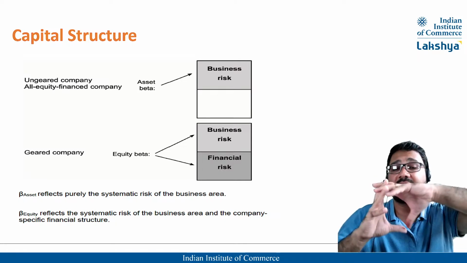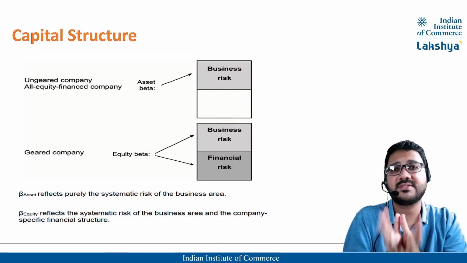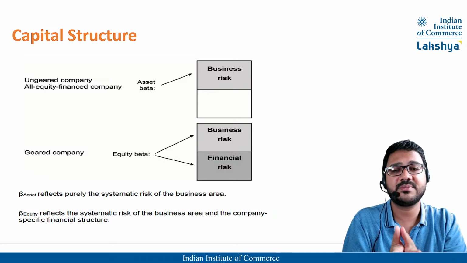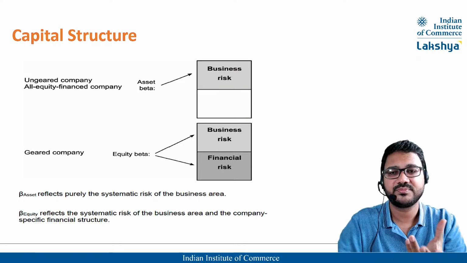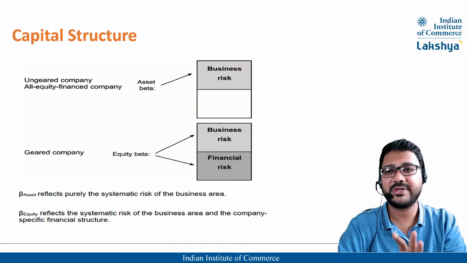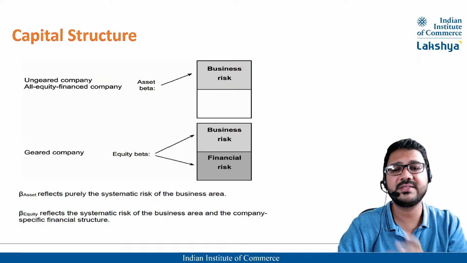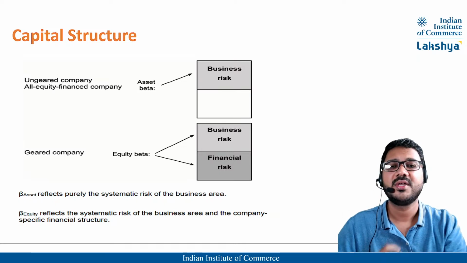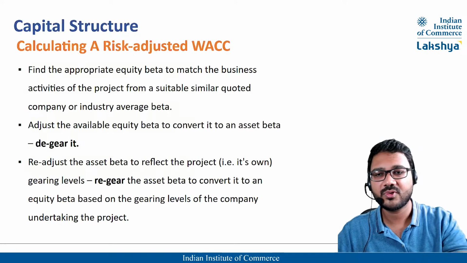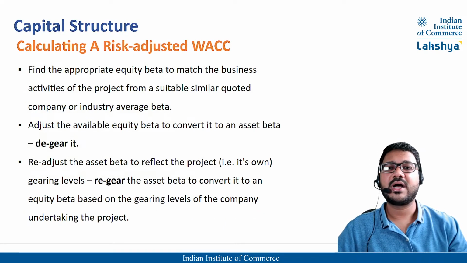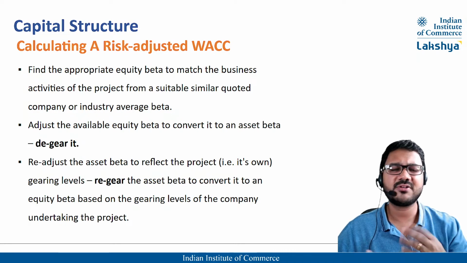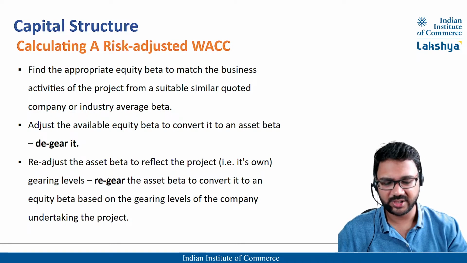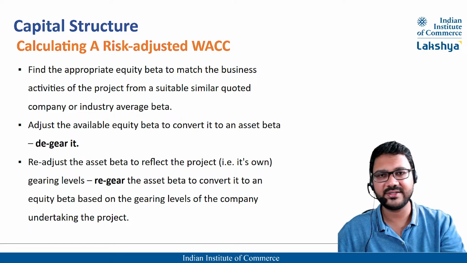See, understand beta as a whole is a measure of systematic risk. So, beta asset will just show you the systematic risk relating to the business area. Okay. It won't reflect the unsystematic risk, but the systematic risk relating to the business area. Right. Now, how do we calculate this risk adjusted WACC? Now, the calculation is super simple, right? There are just certain steps that need to be followed.